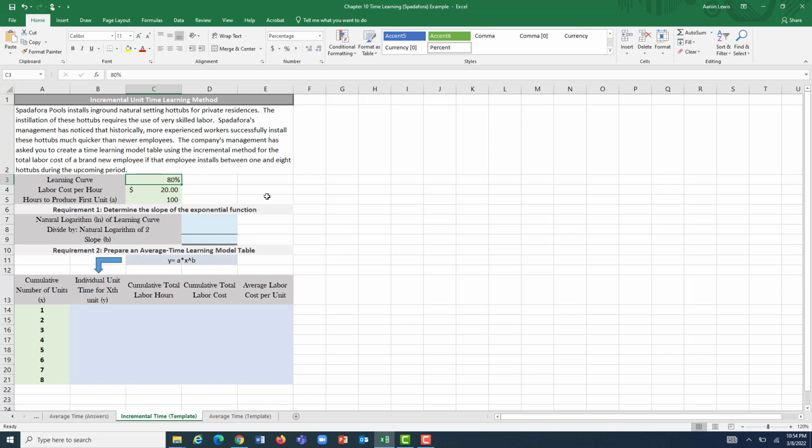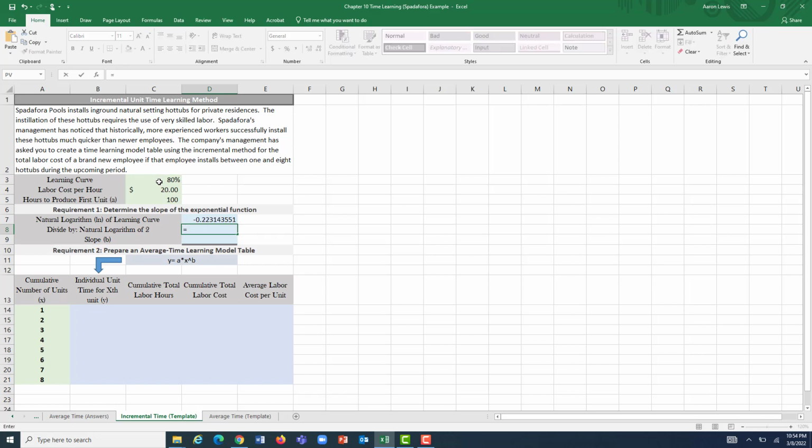But to make use of this information, we need to find our slope. And we find our slope by taking the natural log of our learning curve, and we divide that, in this case, by the natural log of 2. And I'm going to do that here. To do that, we can use the ln function in Excel. So it just equals ln, open a parenthesis. We're looking for the learning curve, so I'm going to click that 80%. I'm going to close the parenthesis, enter, and we come up with that crazy decimal.